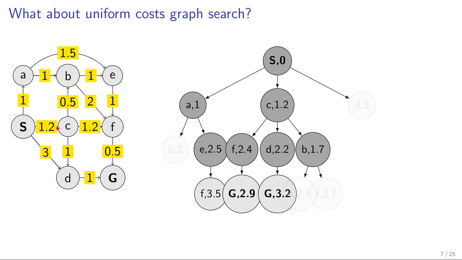The point is that if it's the same letter, so if it's the same node in the state space, we're only interested in having it once and with the cheapest cost.